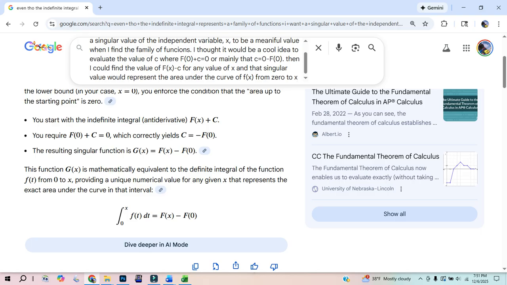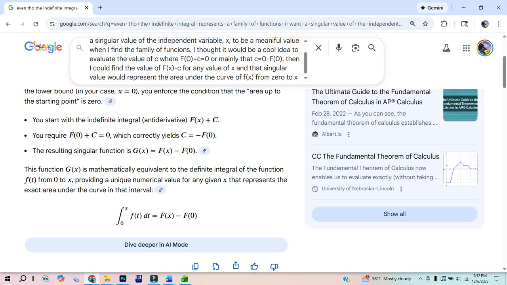For any value of x that I input in here, that's going to be a singular value, and it would represent the area under the curve of f of x from 0 to x. And so the final thought is, when you do get this family of functions, it can still be very useful as a definite integral, but you have to find two values for that. And that's the part that always kind of confuses me. Once you get the integral, this equation, even though it's f of x plus c, it's very difficult to see that just any one value in here is kind of meaningless. You have to compare it to another value.